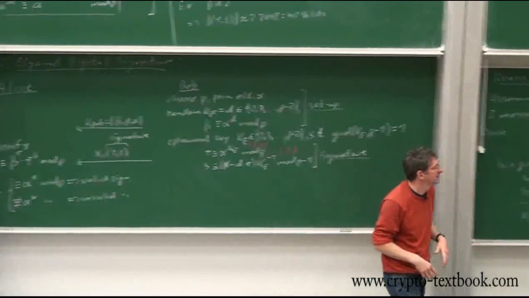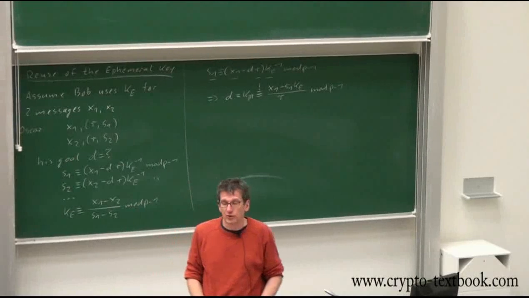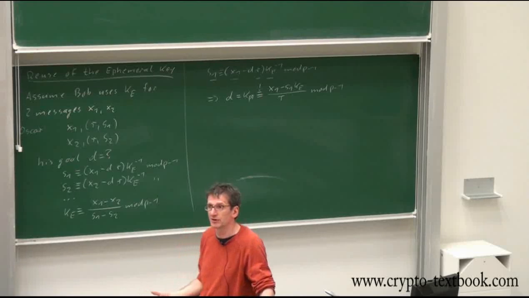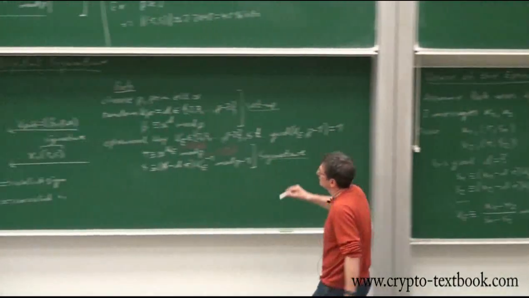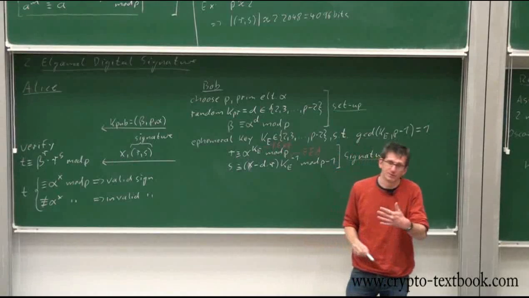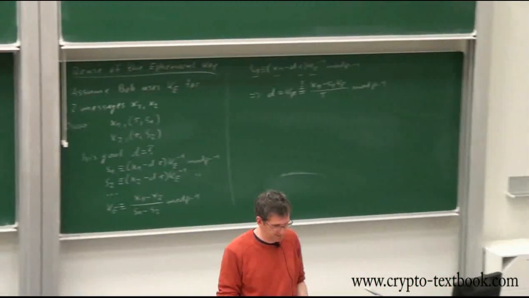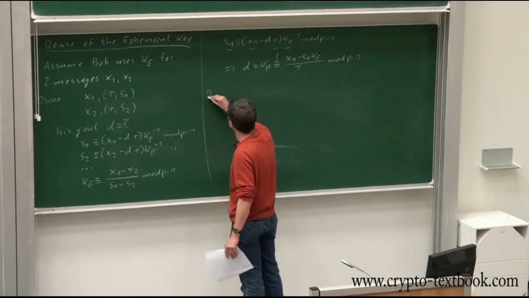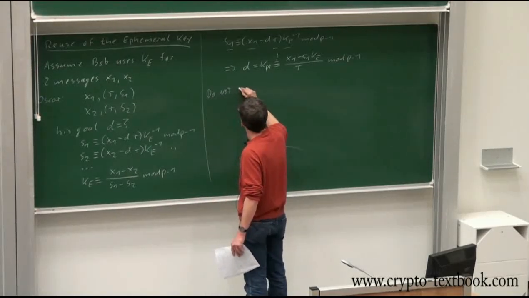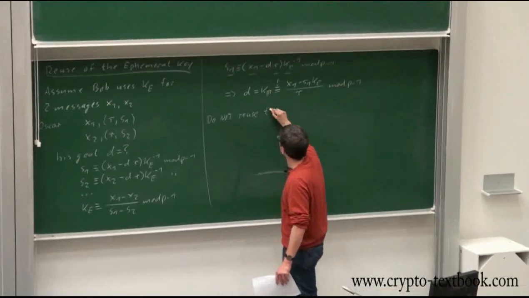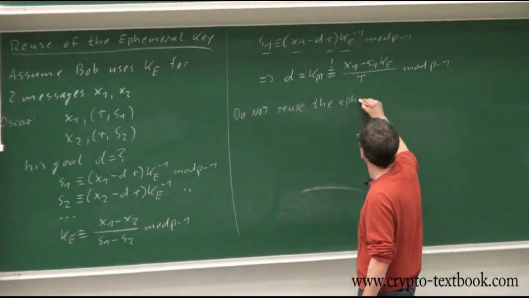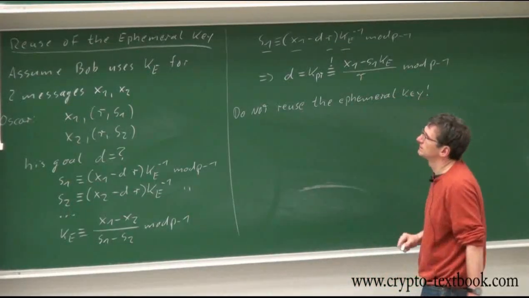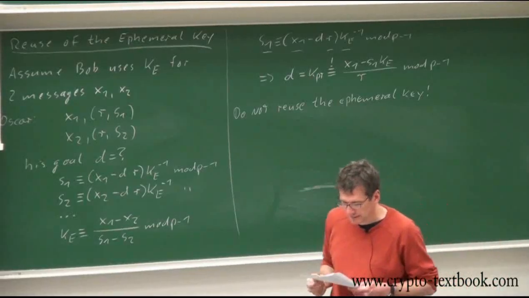It's really bad. So, what is the moral? Moral der Geschichte is: don't reuse the ephemeral key. Pick a new KE every time, and I'm sure there will be homework assignments on that. Now the second attack we wanted, maybe write it down: do not reuse the ephemeral key.